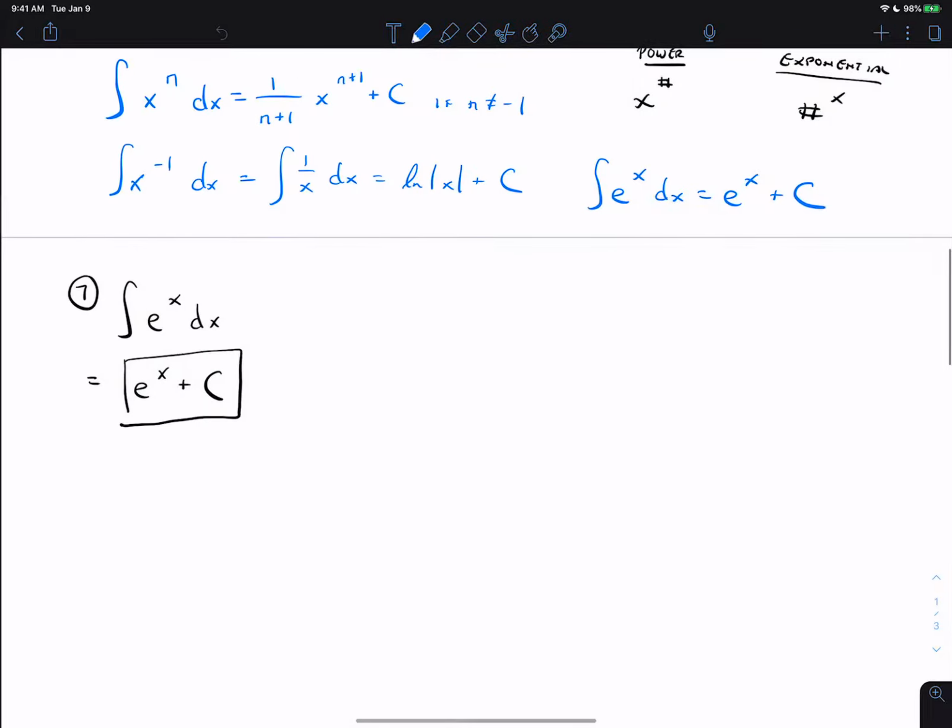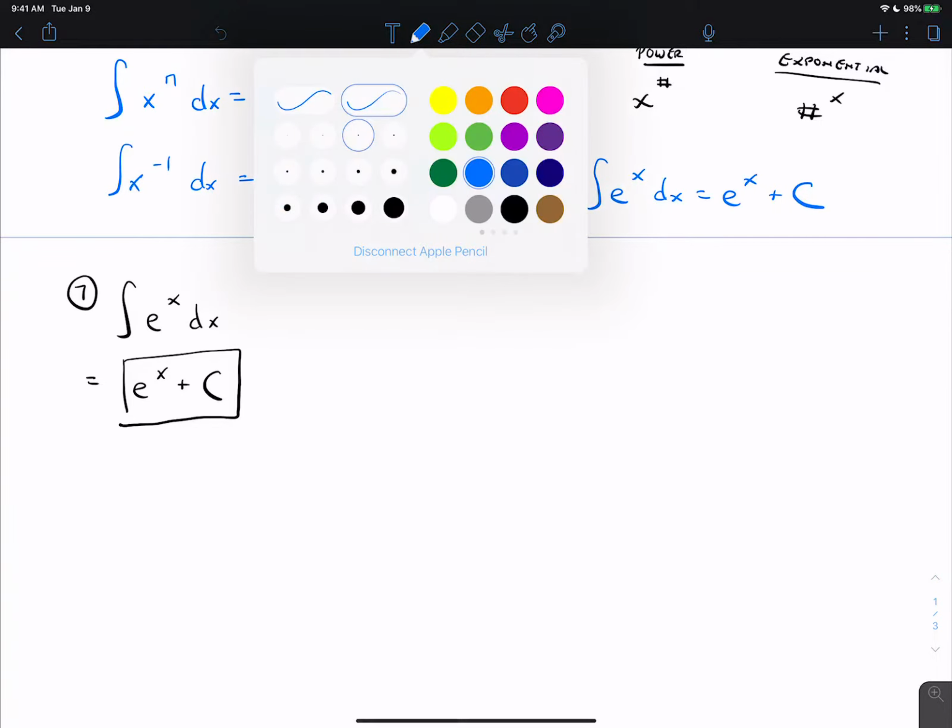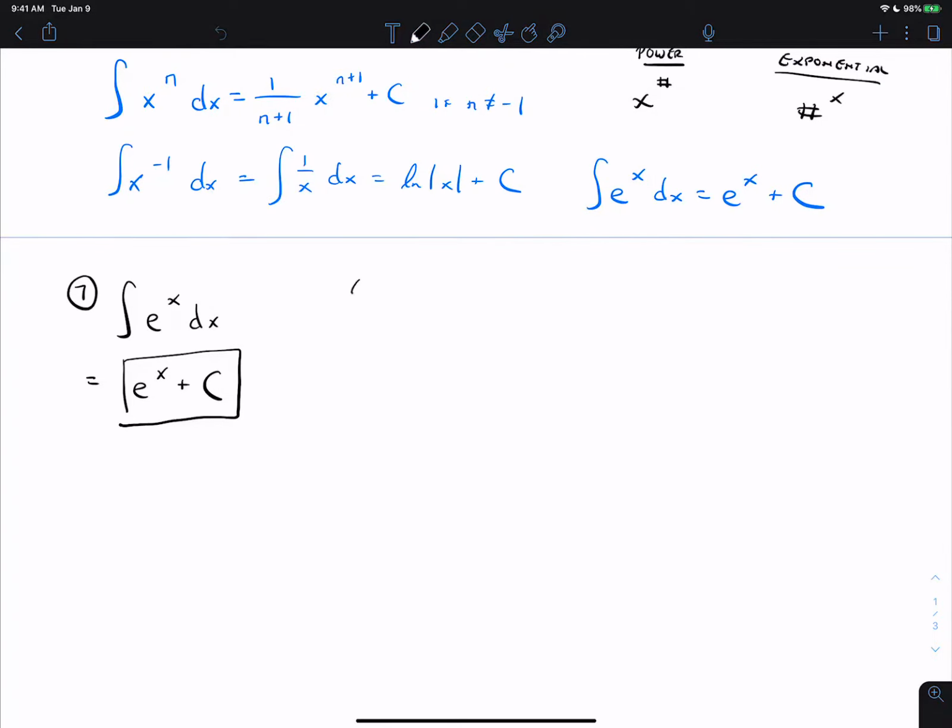And so some more complicated examples. Okay, on problem 8, if I have the integral of, say, x to the 6th plus x to the 10th.